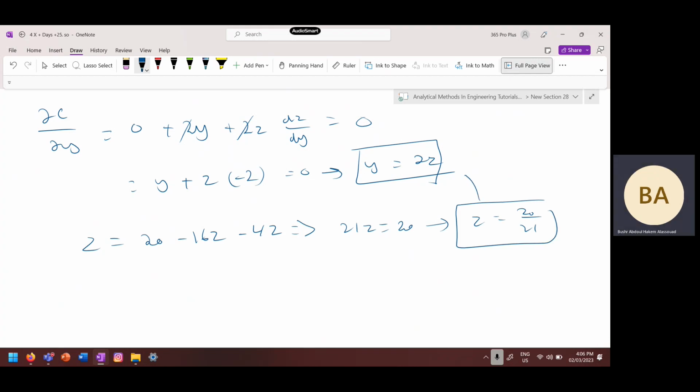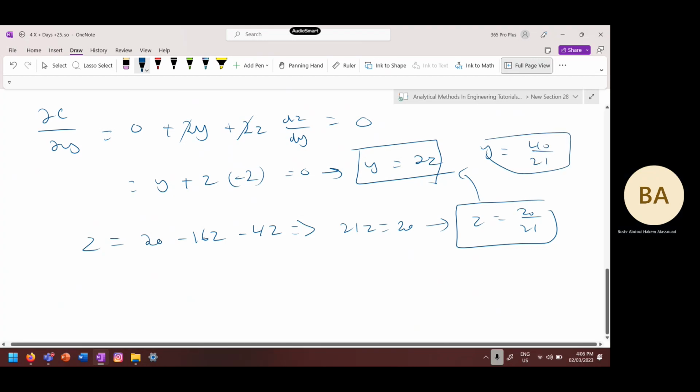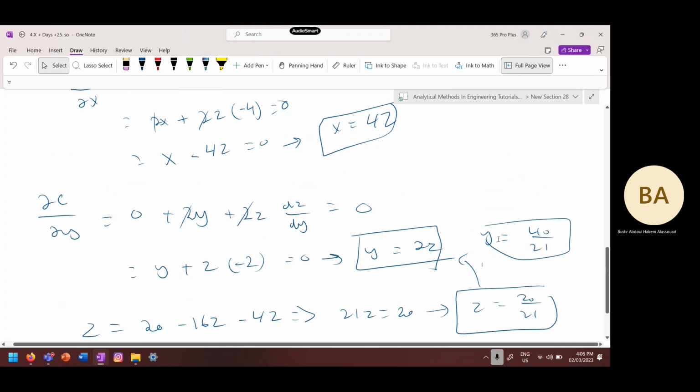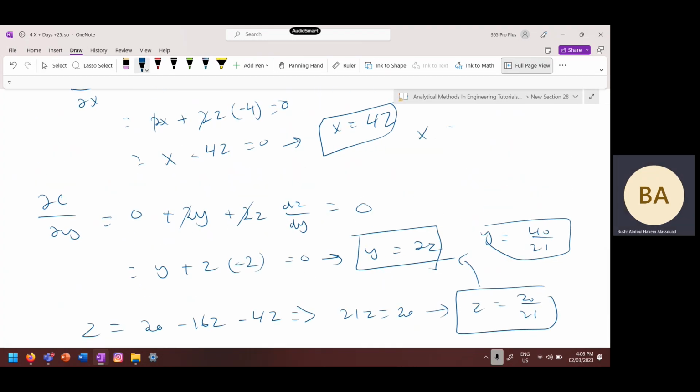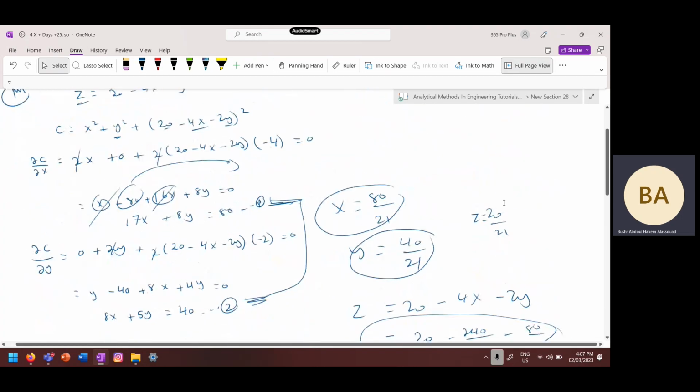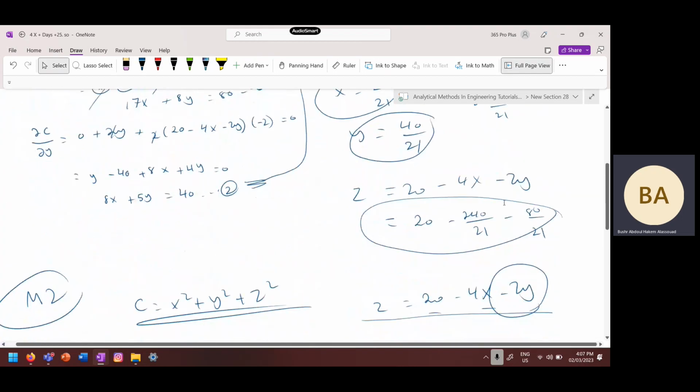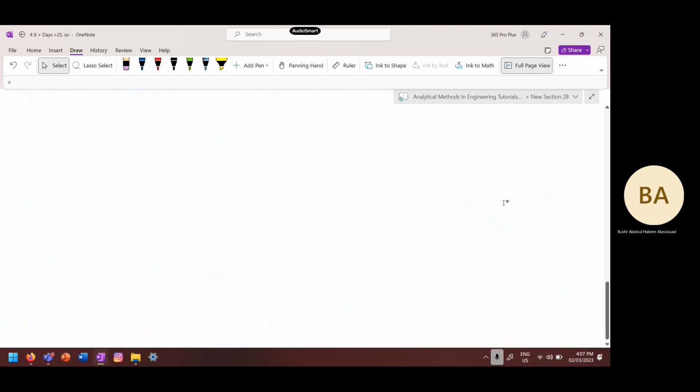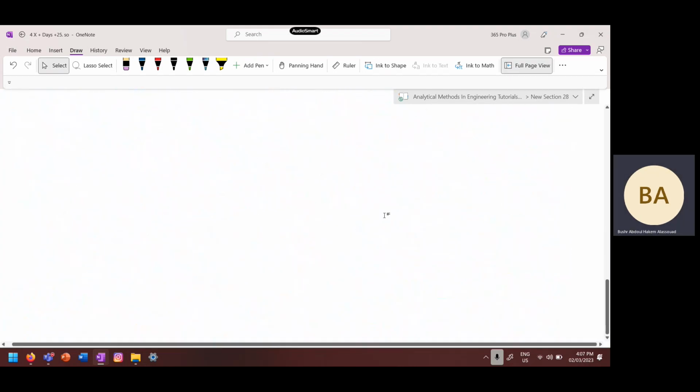Now plug these back here. So we'll have y is equal to 40 over 21, and x will be 80 over 21. Now just check it with the original values that we found before, and you'll see that we have the same values here. Okay. Now let's go to method 3.